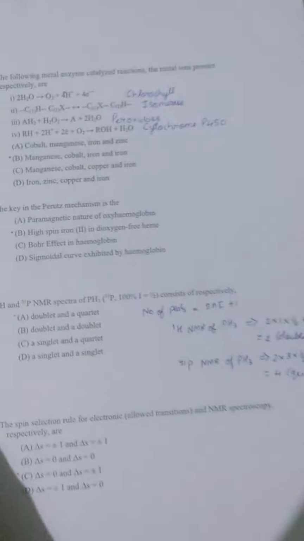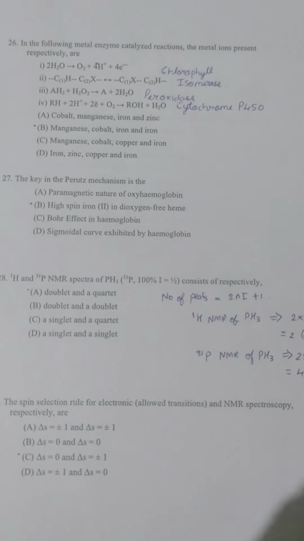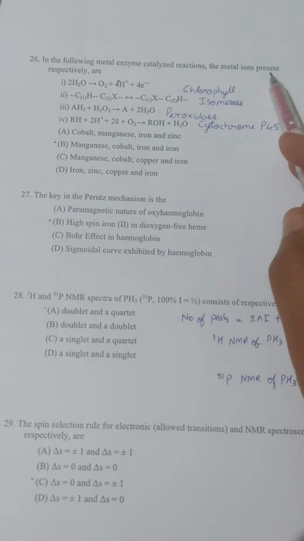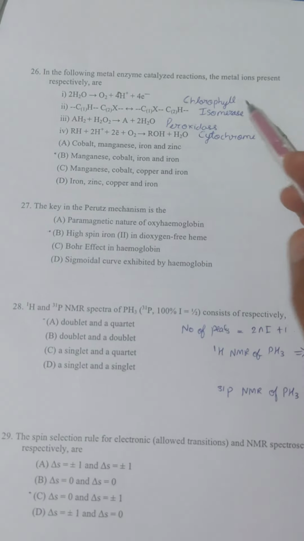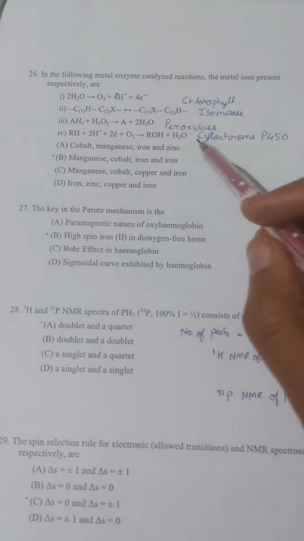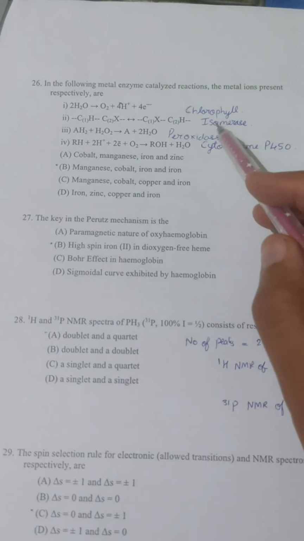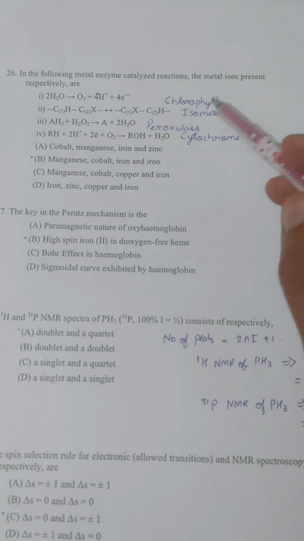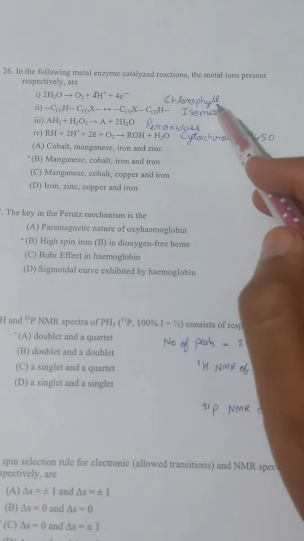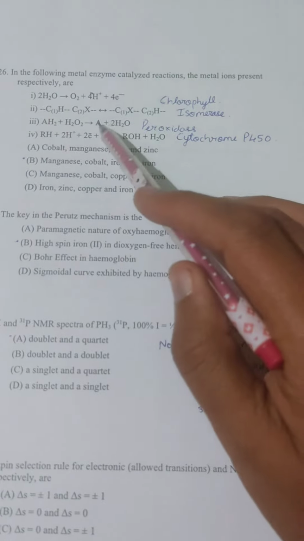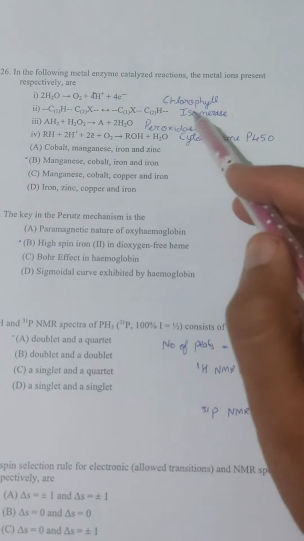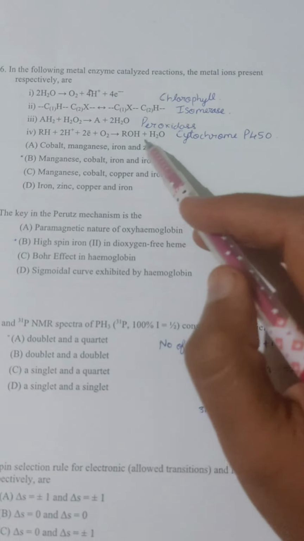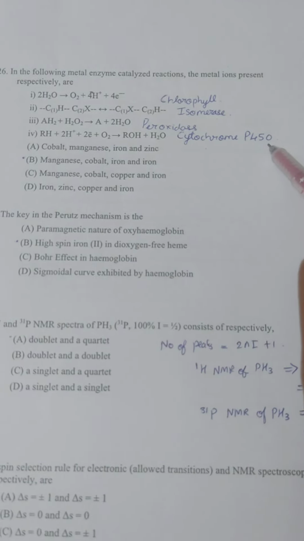So let's go to the next question. Here there are many metal enzyme catalyzed reactions. So we have to identify the metal ions possibly present in these enzymes. In this case I have directly written the possible reactions, because individually it would be difficult to find out. So this reaction corresponds to chlorophyll. This reaction will be observed in presence of isomerase. This is peroxidase and this is cytochrome P450.